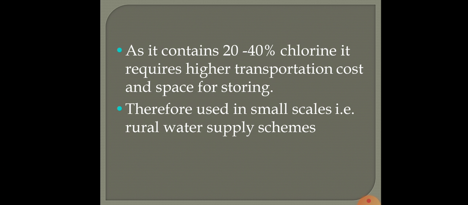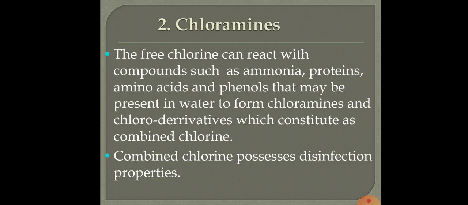Mainly it is adopted for the treatment of water in rural water supply schemes. Now coming to the next type, that is chloramines. Chloramines are actually compounds of ammonia and chlorine, and the widespread adoption of chlorine ammonia treatment followed recognition that the combination of chlorine and ammonia produces a more stable disinfecting residual than that produced by chlorine alone.